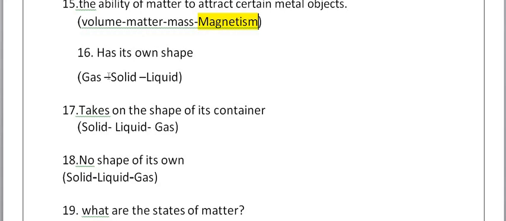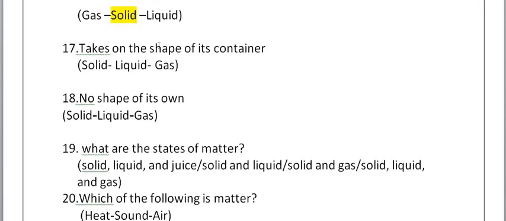Okay, let's know that we have 3 states of matter: solid, liquid, and gas. Which one has its own shape? Its own shape means it has a definite shape. Actually, it's the solid. Okay, which one takes the shape of the container? It's the liquid. So the solid has a definite shape, the liquid takes the shape of the container. Which one has no shape of its own? It's a gas.